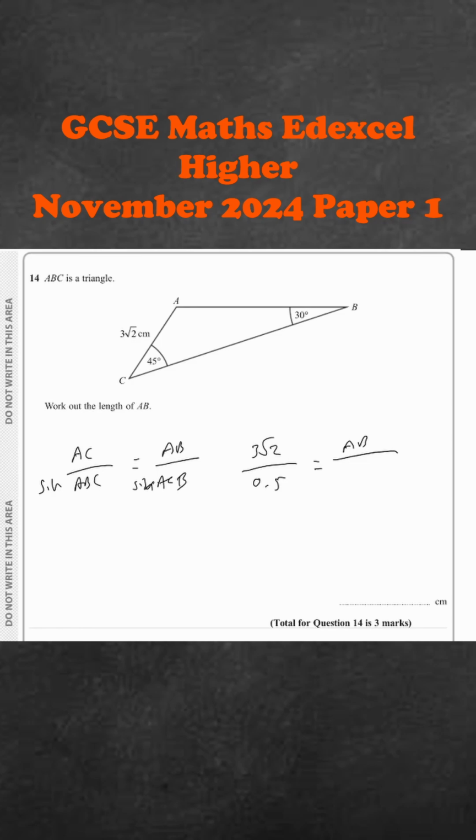So I'll do that like that, 1 over root 2. I'll multiply both sides by 1 over root 2, so we get 3 root 2 over 0.5 root 2 equals AB. Cancel the root 2's, and therefore we get AB is just 3 over a half, which is the same as 3 times 2, which is just 6.